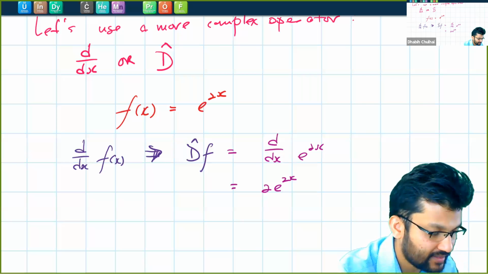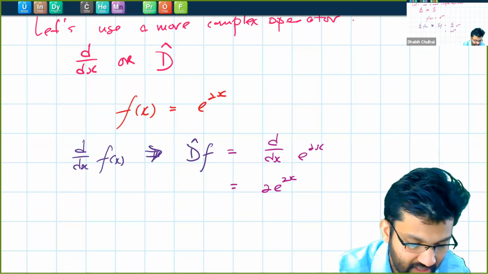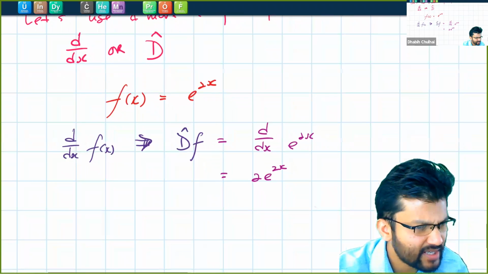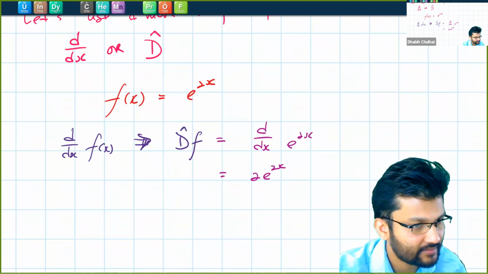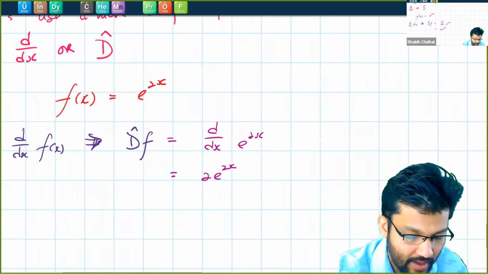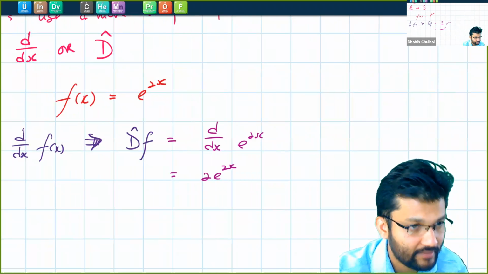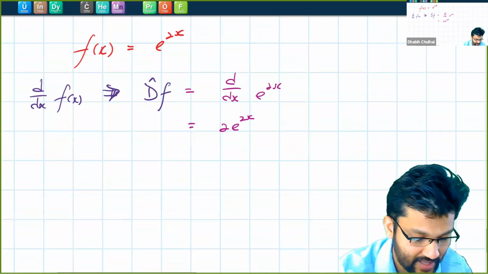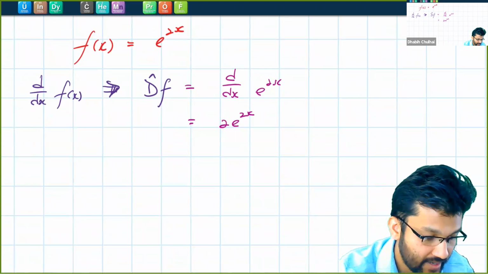For those of you not familiar with differentials, is everybody comfortable with doing differentials like that? Yep. Yeah? Okay, good. If you're not, just let me know. We can go over some calculus too.